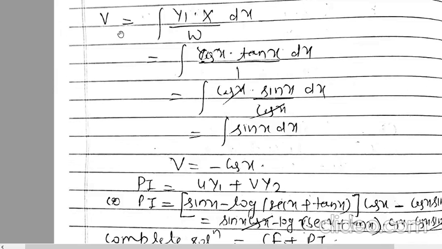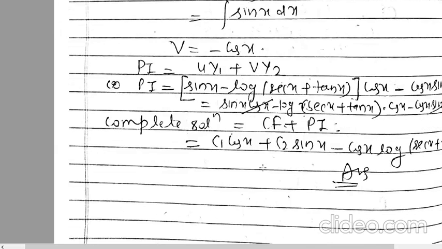Second target is to find v is equal to integration of y1 X upon W into dx. So y1 X, cos x into tan x dx, sin x integration is minus cos x. So PI is equal to u y1 plus v y2. So you have u is equal to sin x minus log sec x plus tan x into y1 cos x, minus v y2 cos x into sin x. So this term will be cancelled out after multiplication by cos x inside the bracket. So you will get the complete solution equal to CF plus PI. So CF is equal to C1 cos x plus C2 sin x, and PI is this one, right?